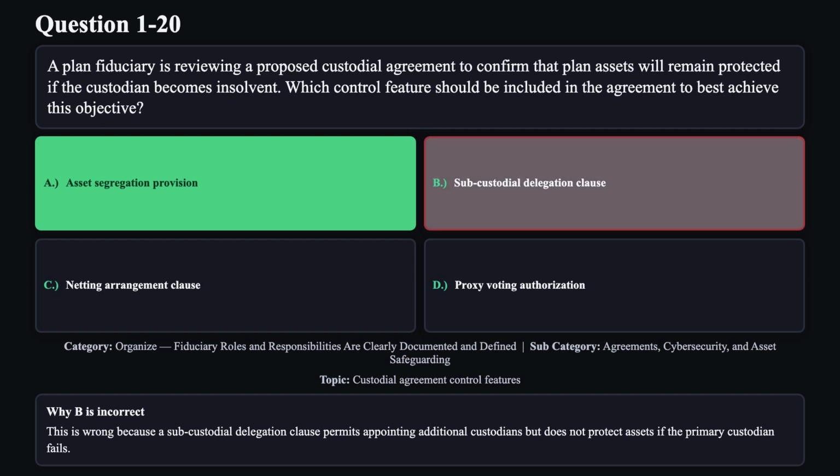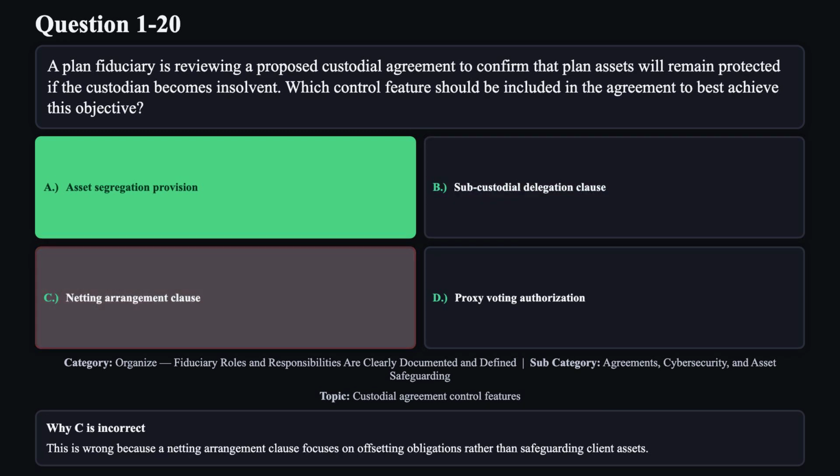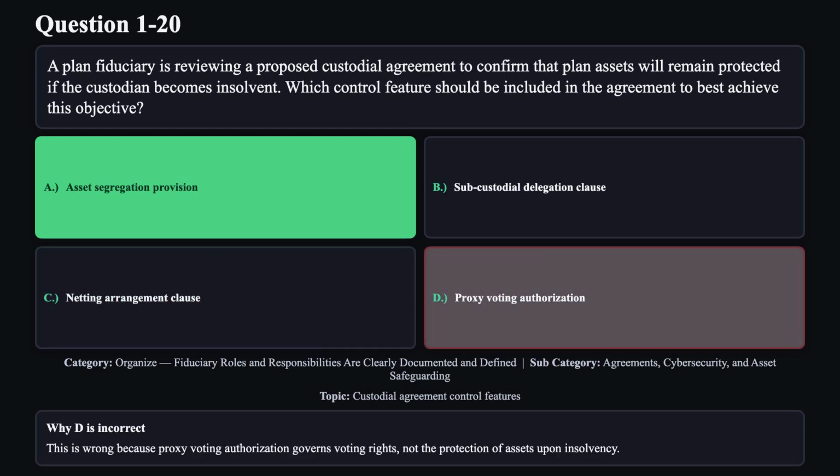Reason B is not correct. This is wrong because a subcustodial delegation clause permits appointing additional custodians, but does not protect assets if the primary custodian fails. Reason C is not correct. This is wrong because a netting arrangement clause focuses on offsetting obligations rather than safeguarding client assets. Reason D is not correct. This is wrong because proxy voting authorization governs voting rights, not the protection of assets upon insolvency.